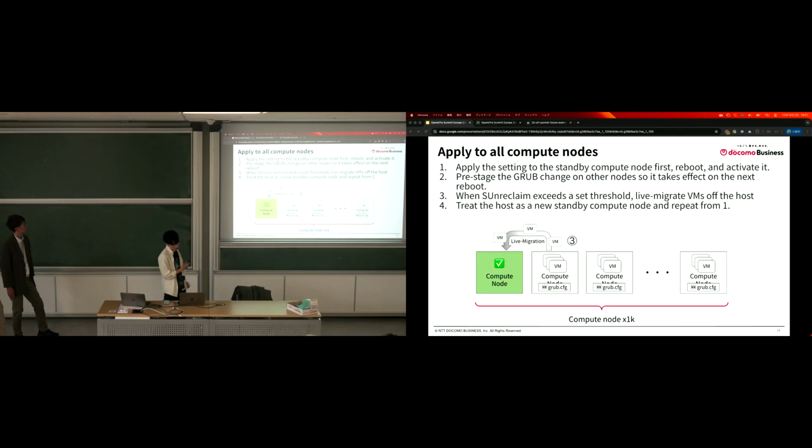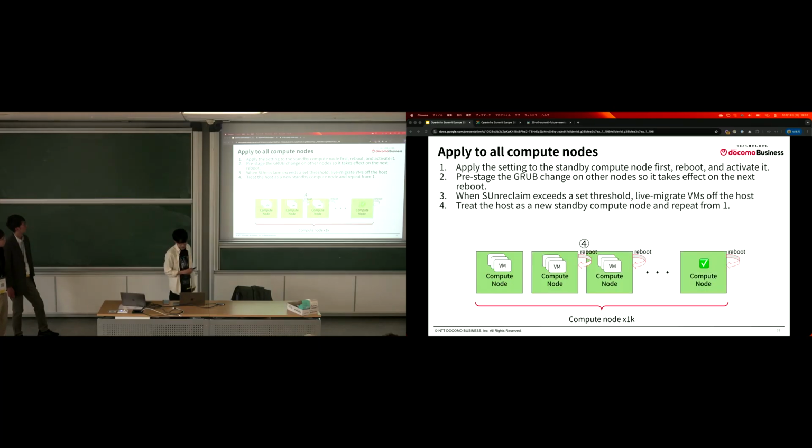Third, when a node's VM count crosses the threshold, run live migration and move all VMs from that node to the reserved node. Finally, treat it as a new reserved compute node. We cycle through these 4 steps until every compute node was completed.